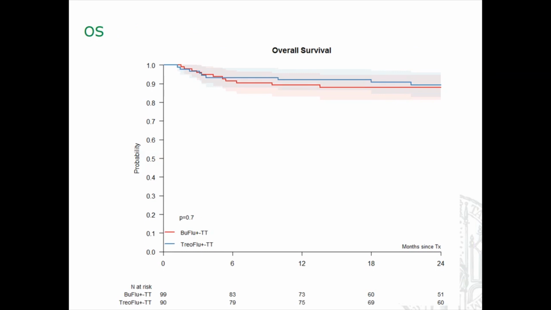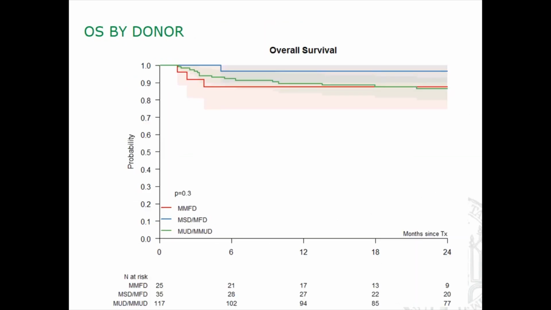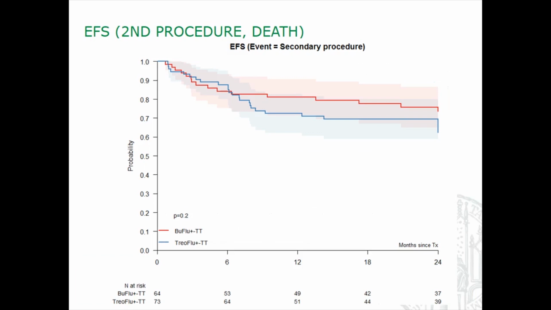And in summary, we found that the overall survival is excellent with both types of conditioning, no matter what donor you use. I think this is, where's the donor here? This is the donor type. So you can see that the matched sibling donors still do the best, but then matched unrelated, mismatched unrelated, or mismatched family donors or haploidentical donors these days also have excellent survival rates. I need to go back here.